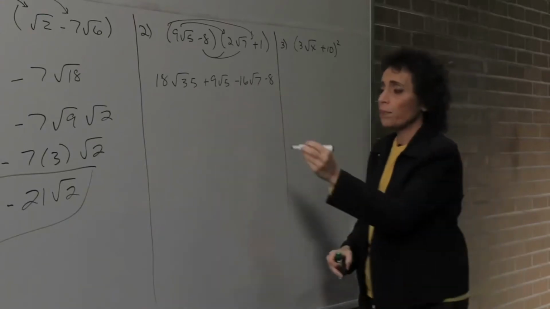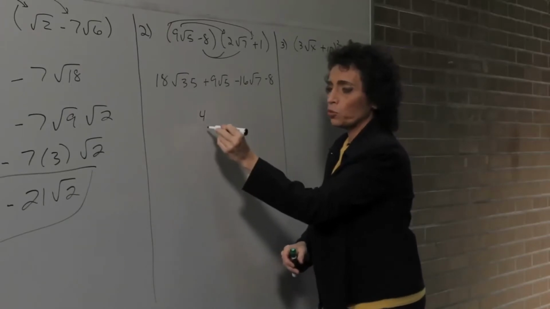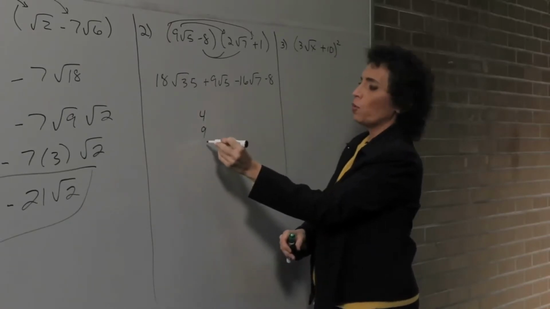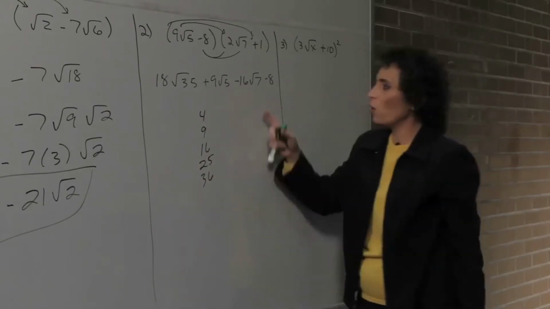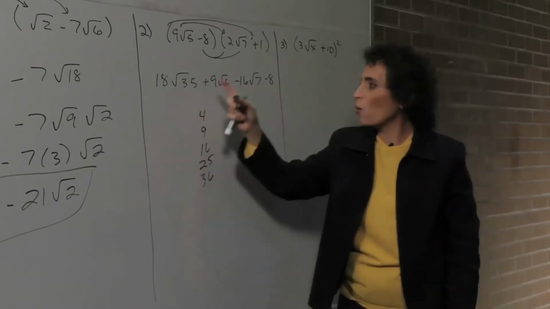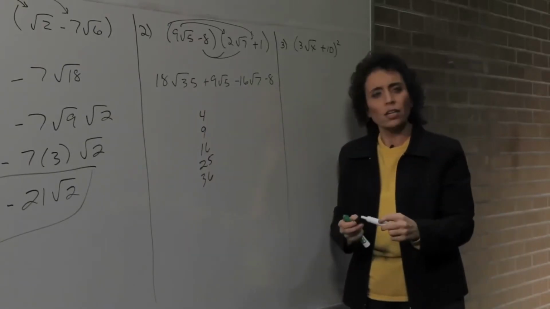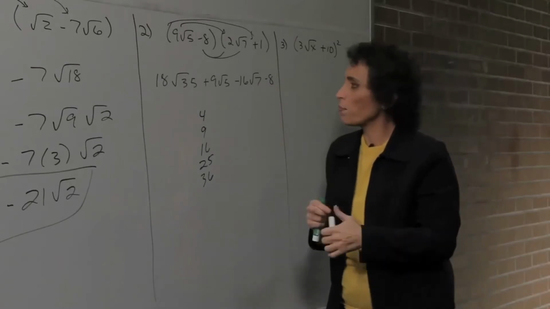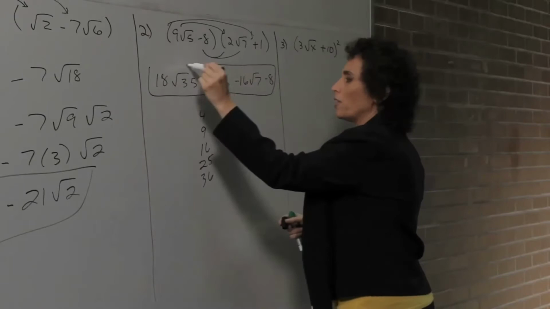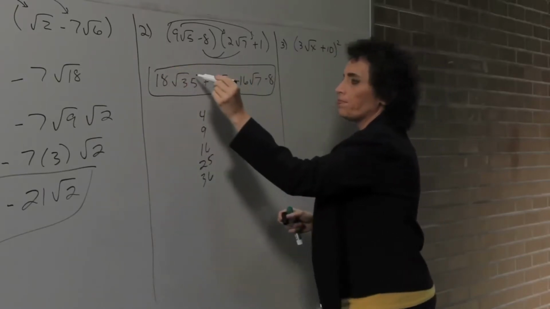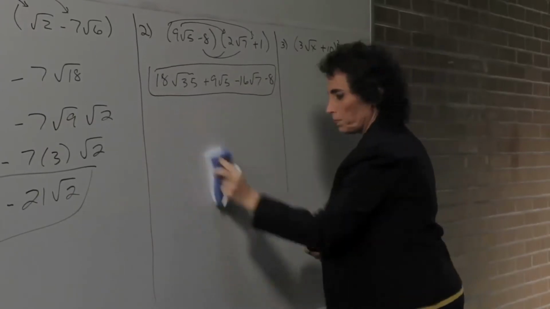But is there any perfect squares? Well, there's no perfect squares, but is there any perfect square factors? Let's see. 2 times 2 is 4, 3 times 3 is 9, 4 times 4 is 16, 5 times 5 is 25. No, there's not one of those numbers that I can break down. We are done, even though that is ugly. We are done, okay? So that's it for that problem. 18 square root of 35 plus 9 square root of 5 minus 16 square root of 7 minus 8. It's a done deal. Look, I gave you the easy one.